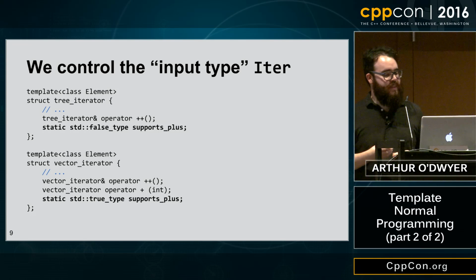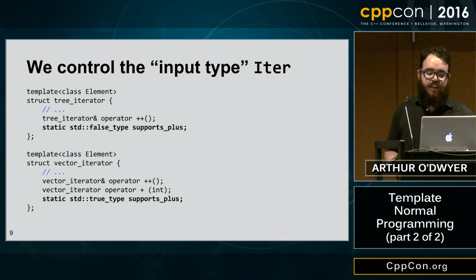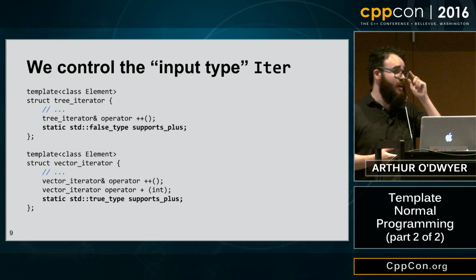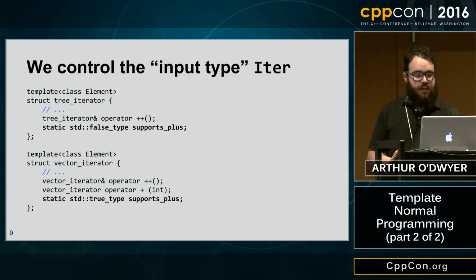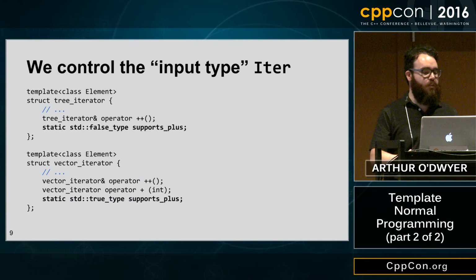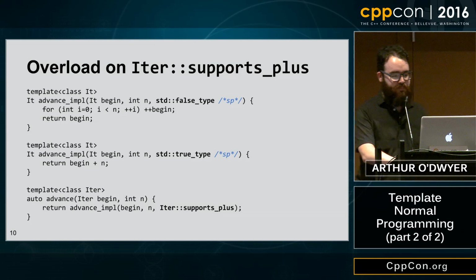But let's just do something like this. Let's say for tree iterator, I'm going to generalize a little bit. I'm not going to specialize just for vector iterator, because I might add some new kind of random access iterator later. So I've got my tree iterator, and I'm going to add a member to it, because I control all these different iterator types, that says supports plus false, and supports plus true.